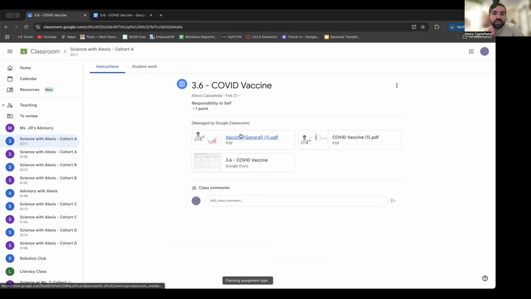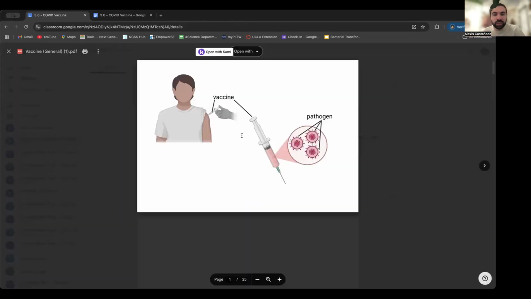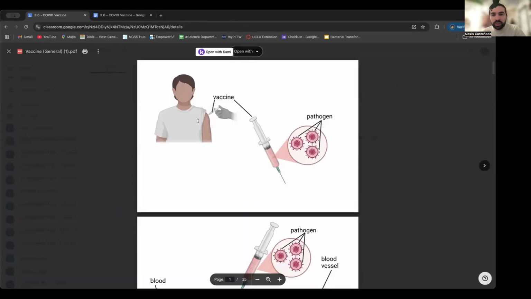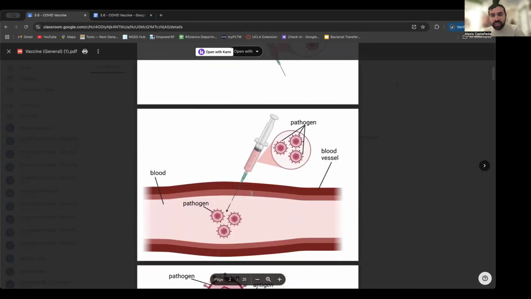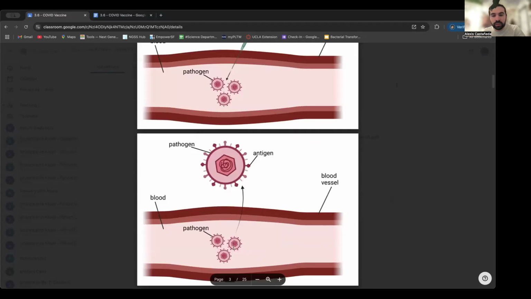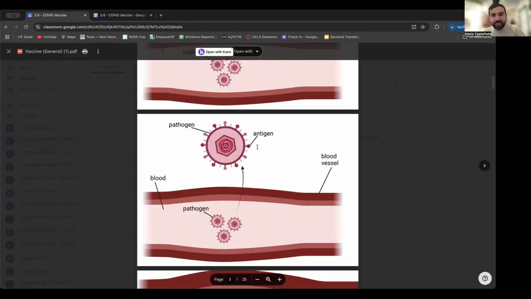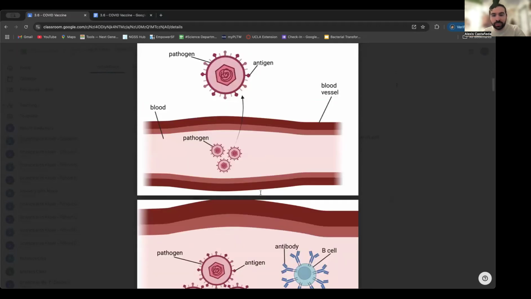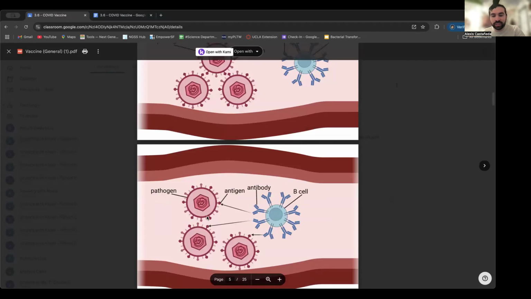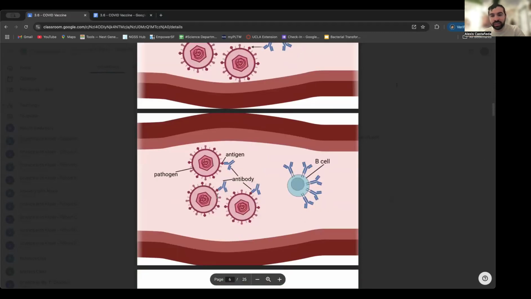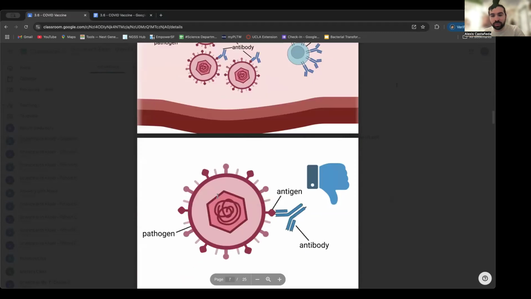So these are the images you had seen previously about how vaccines work in the body, right? So you have a vaccine. It has the pathogen inside of it. You inject it into the blood. The pathogen has a protein on its surface called an antigen. And what the immune system does is it sends B cells, which carry antibodies, to send their antibodies toward these antigens to try to see if they are foreign or from your body.